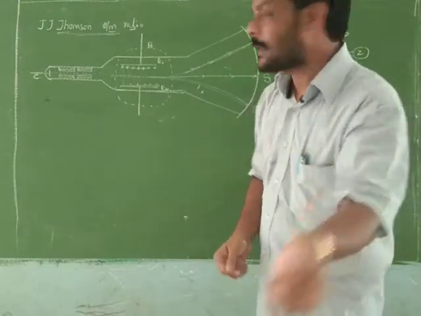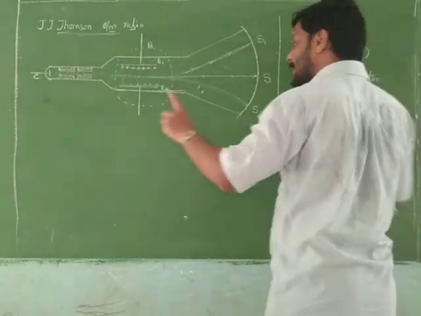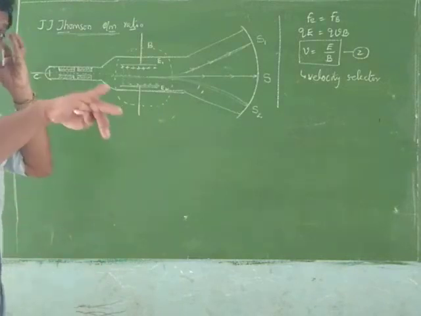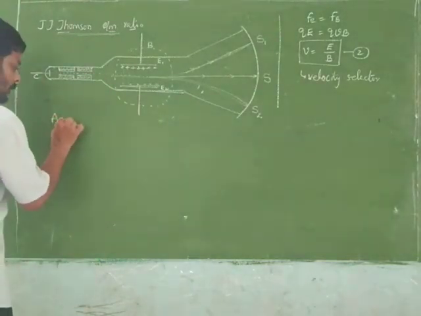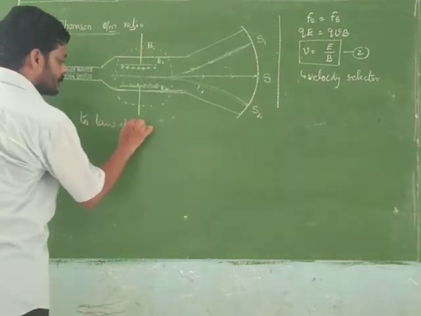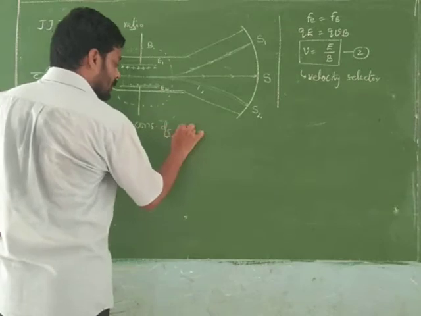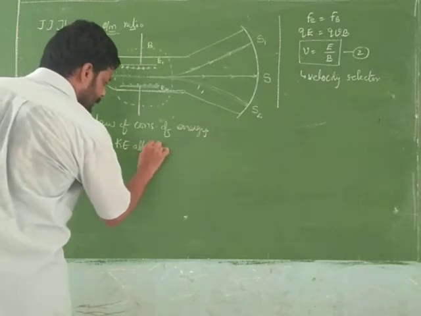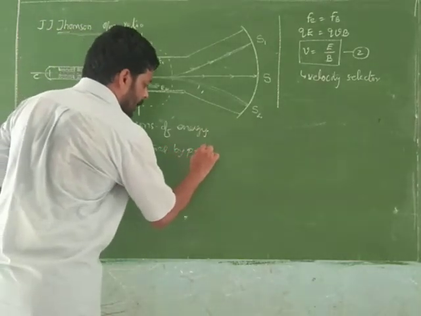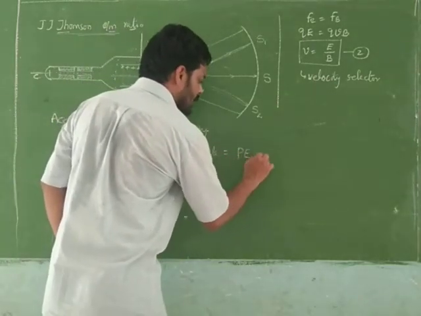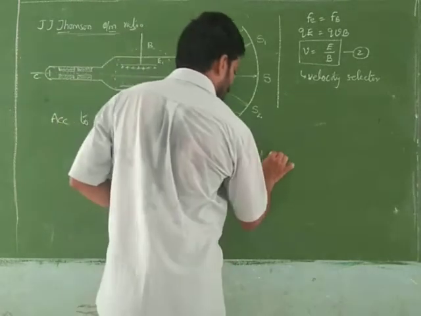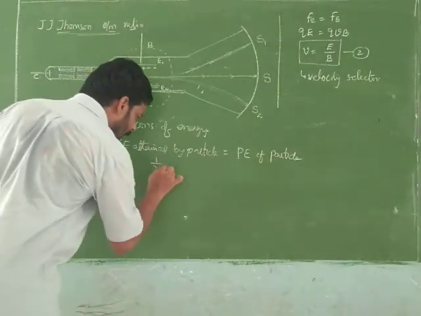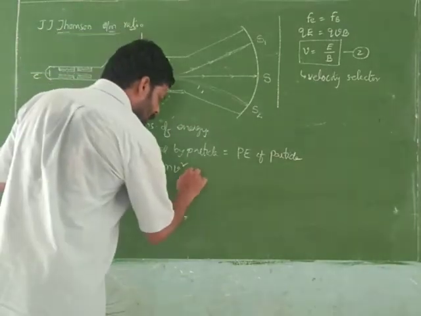Now I am bringing the particle from here to here by maintaining a potential difference between the two terminals. Since the particle comes from the cathode, we have maintained a potential difference. So according to the law of conservation of energy, the kinetic energy attained by the particle is equal to the potential energy of the particle. Kinetic energy is half m v squared, equal to the potential energy of the particle.